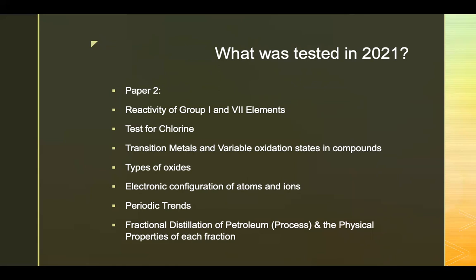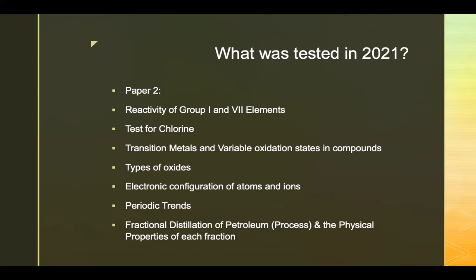the reactivity of group 1 and group 7 elements. So students or candidates need to exhibit understanding on the trend of reactivity down group 1 and down group 7. Down group 1, the elements are more and more reactive. Down group 7, the reactivity decreases. And students need to know how to test for chlorine.